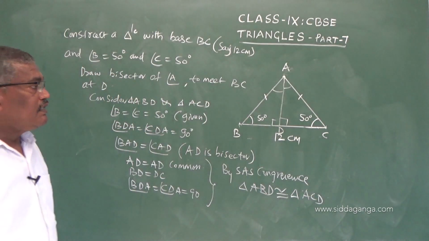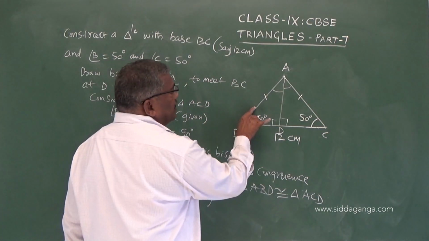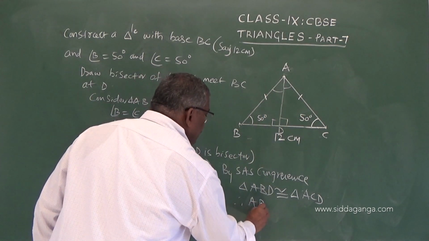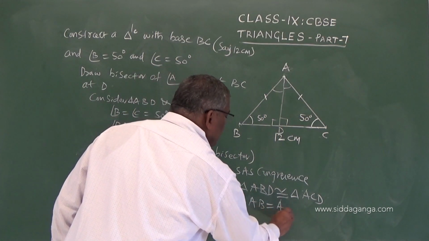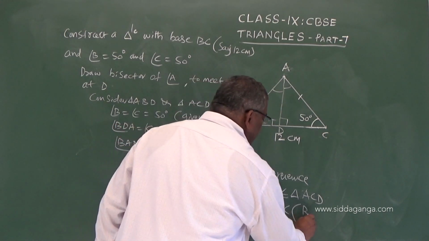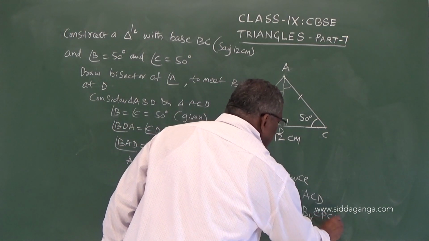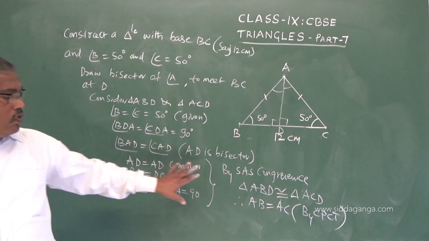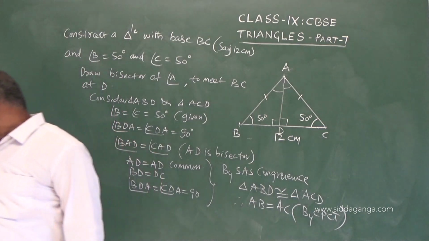So therefore we can say corresponding sides, this side corresponds to this side, so therefore AB will be equal to AC, I will write by CPCT. So the reverse also we have proved.